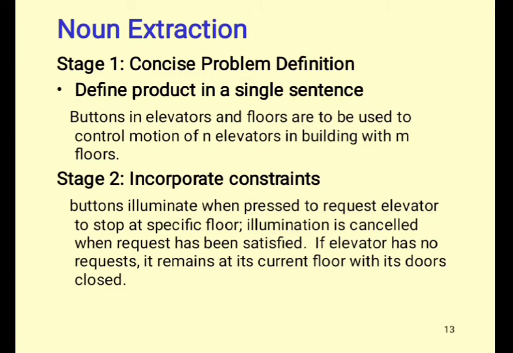The second stage incorporates the constraints. This means buttons illuminate when pressed to request the elevator to stop at a specific floor, or the illumination is cancelled when the request has been satisfied. If the elevator has no request, it remains at its current floor with its door closed.